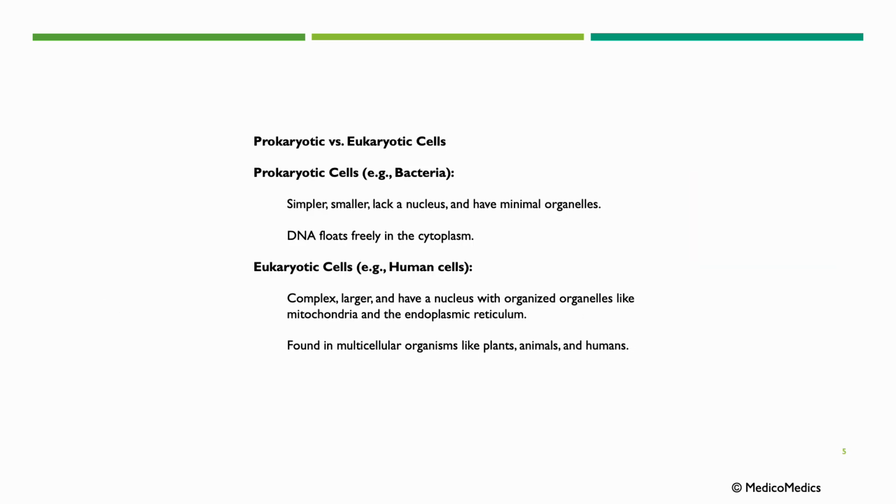Now we have two main types of cells when we discuss cell biology. We talk about prokaryotic cells and we talk about eukaryotic cells. So prokaryotic cells are simpler, smaller, they lack a nucleus and have minimal organelles. The DNA in prokaryotic cells floats freely in the cytoplasm. An example of prokaryotic cells are bacteria.